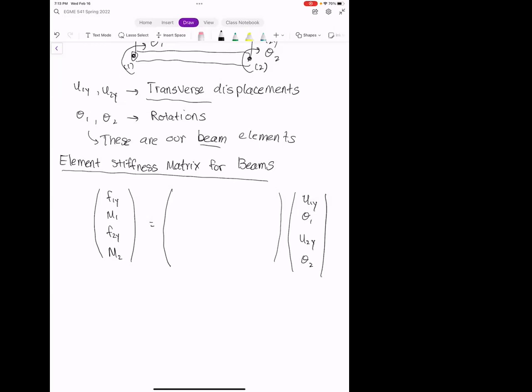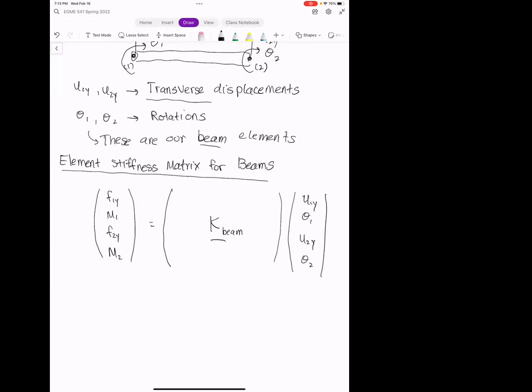Where M1, M2, well, let's start with F. F1y, F2y have units of force. That's a transverse force, both in the local y direction. And then M1, M2 represent a torque or a moment. So we're saying that there's a relationship between torque and rotation. And in between here, we have the element stiffness matrix of a beam.